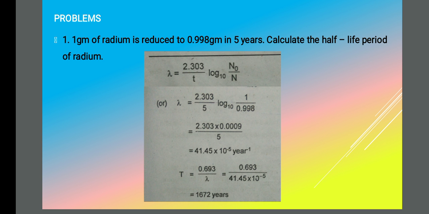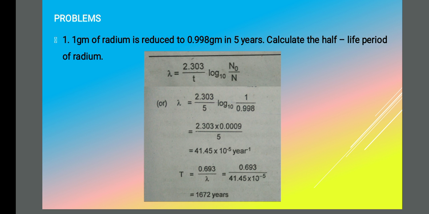I'll repeat. The problem is: 1 gram of radium is reduced to 0.998 gram in 5 years. We have to calculate the half-life period of radium. Directly we can't calculate this. What we have to do here is find the value of lambda first. Using lambda you can find the half-life period. Is it okay? So I'll go into the problem.